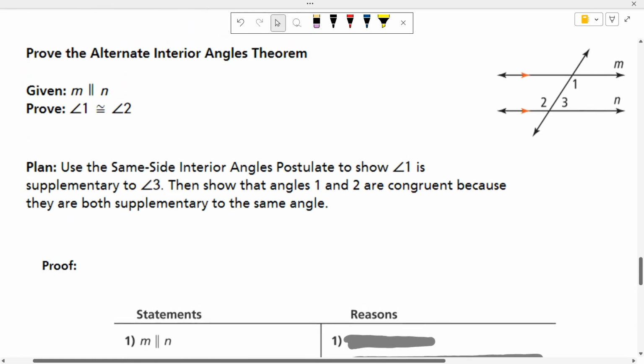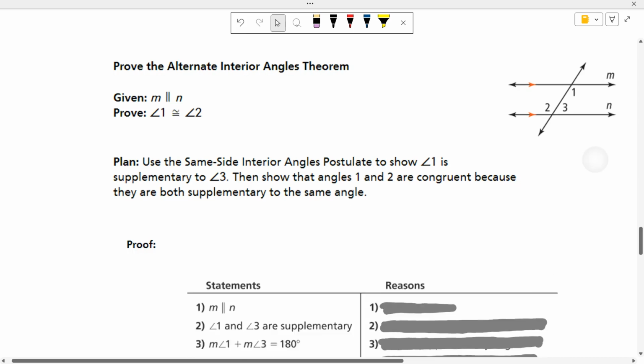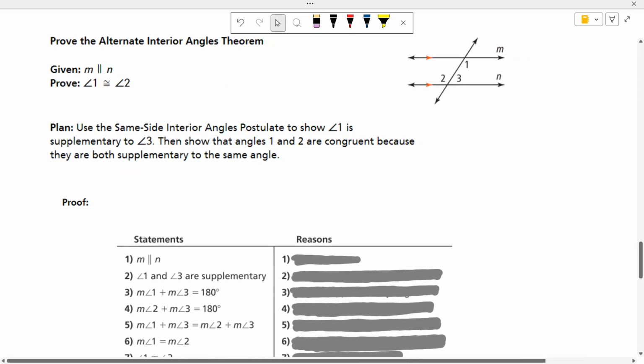Okay, prove the interior angle theorem. Prove that these two are going to be congruent to each other because these are parallel. And you're given M is parallel to N. So M is parallel to N in this proof. So what would be written right here, do you think? Given. That is given.